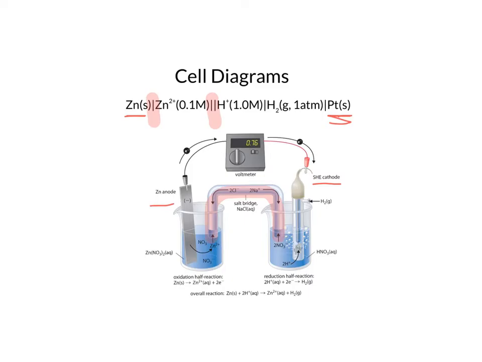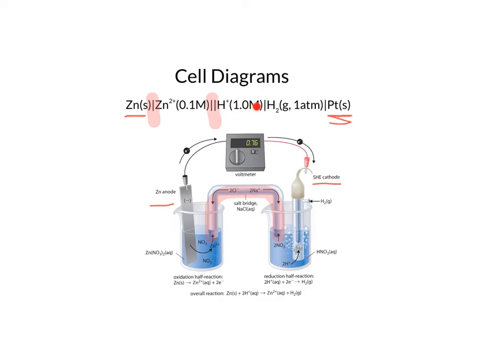Now we're over in the next half cell, and so we work our way towards the cathode electrode, and what we have first is a solution which contains H+, and so we're going to designate that we have H+ in solution, and we can show the concentration of the H+ in solution if we want to. That's optional, but oftentimes it's helpful to give the concentration of the ions in solution if you know them.